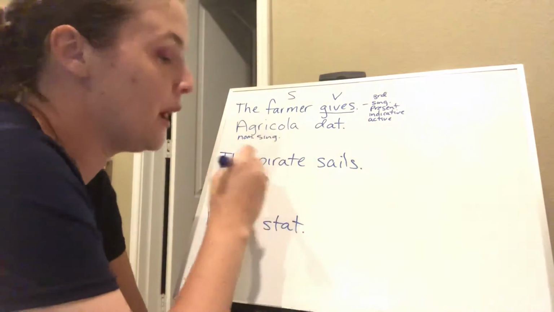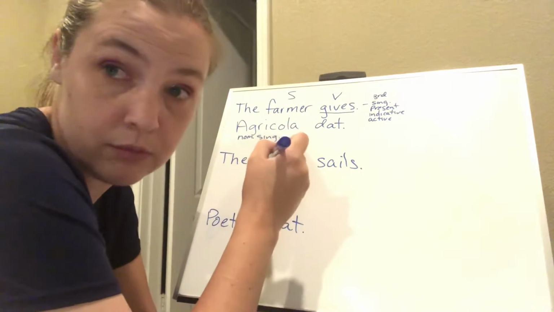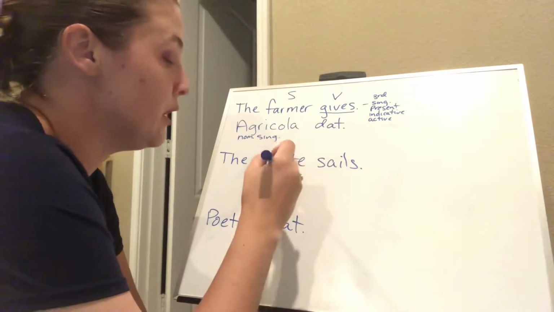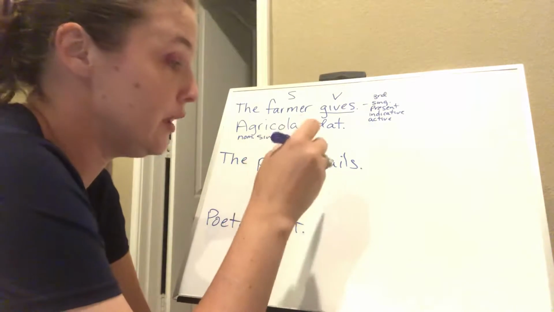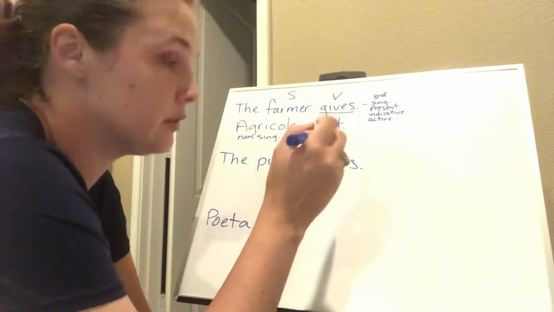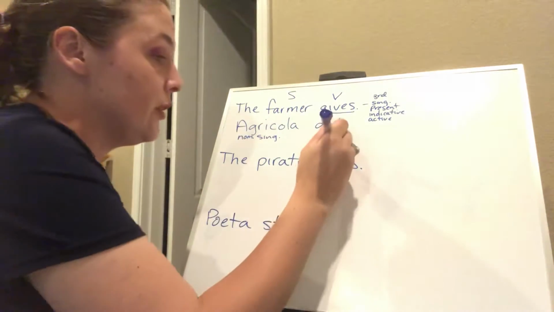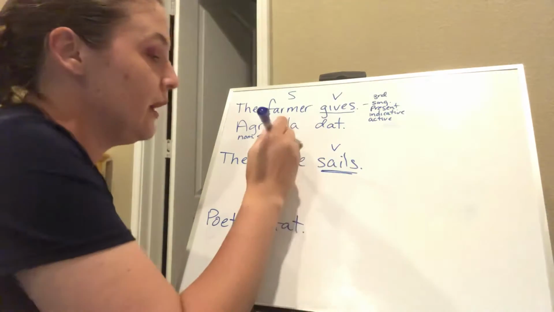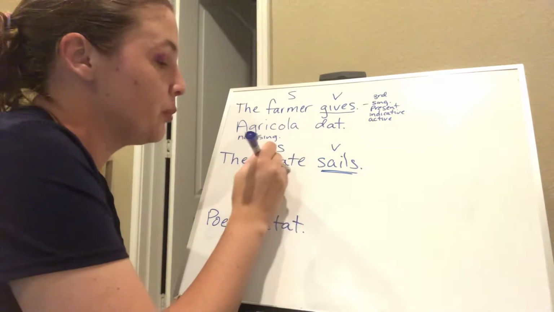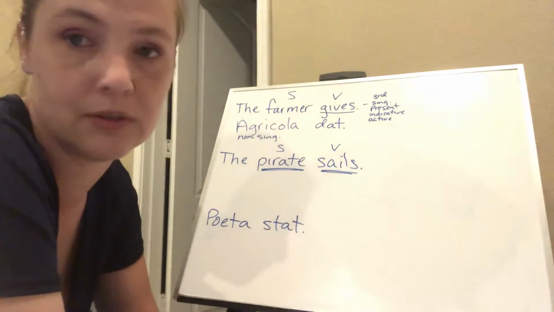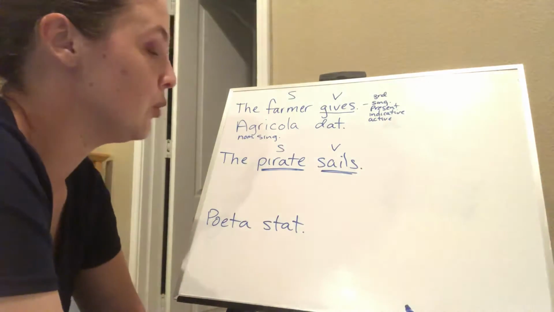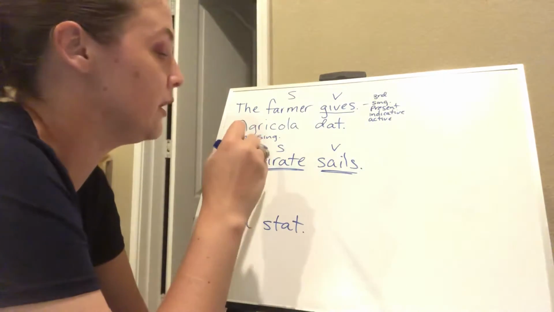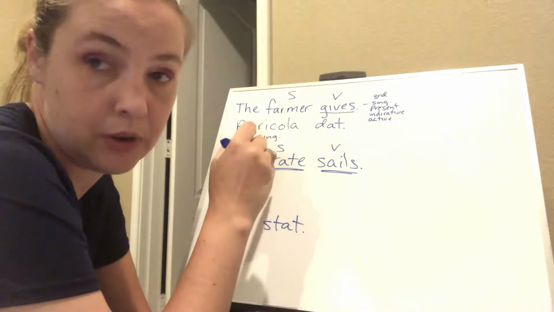All right. The pirate sails. Remember, there's no word for the, okay? So we know that pirate is our subject because he is doing the action of our verb. All right. So we know that this is our verb. This is the action. This is our subject. This is the person doing the action. We're going to decide the person and the number of our subject.